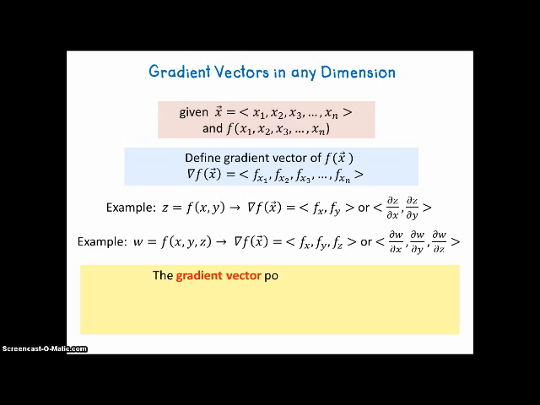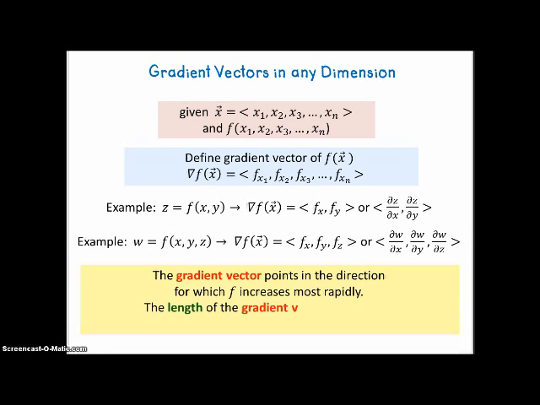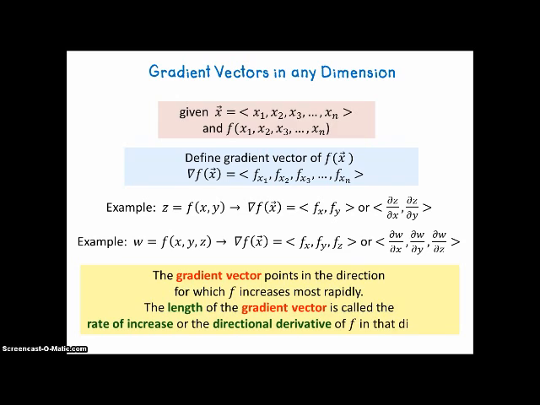Now, the gradient vector points in the direction for which f, the function, increases most rapidly. Now, the length of the gradient vector is called the rate of increase, or the directional derivative of f in that direction. And so the directional derivative is numerical, whereas the gradient is a vector, but they are related, obviously.